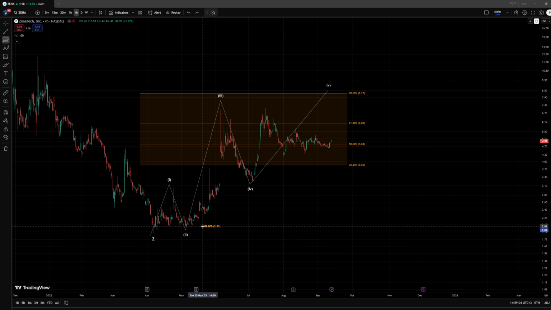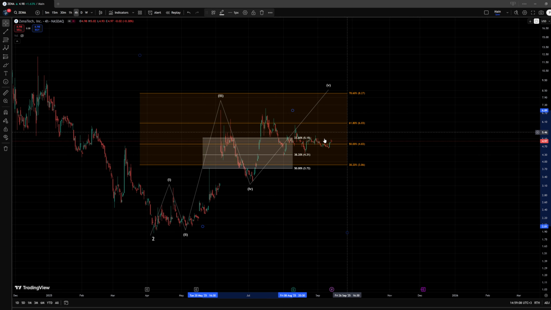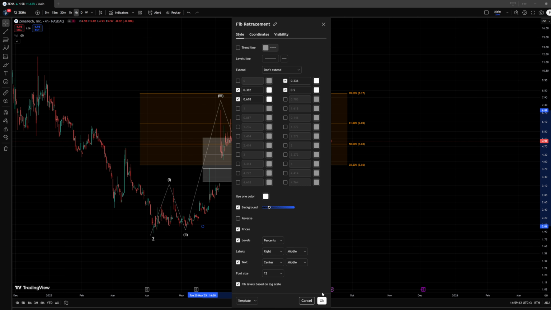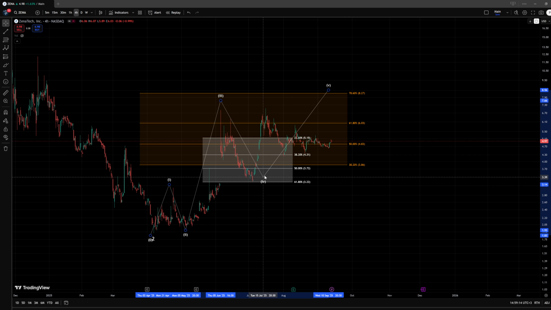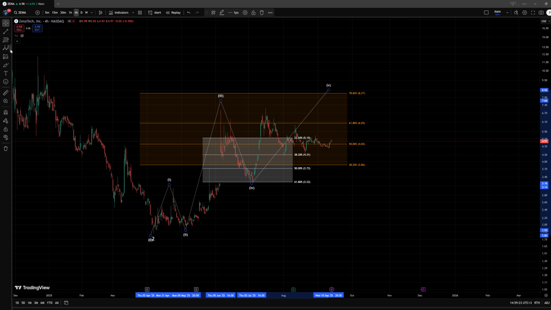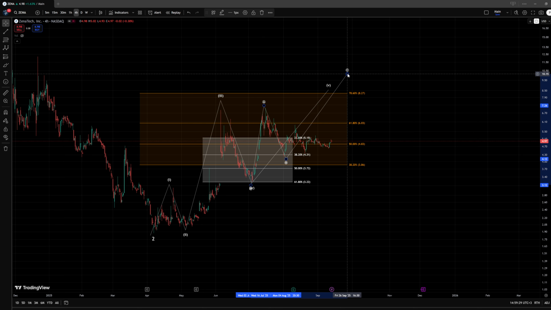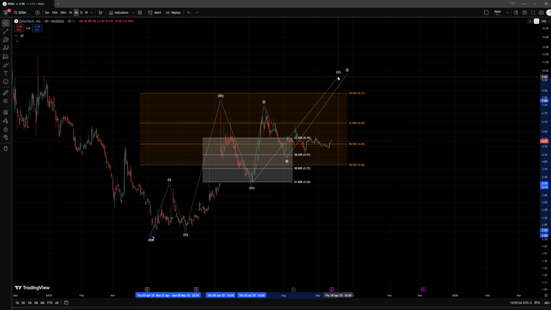We did manage to hold the support for a wave 4, but we did not manage to hold the 50% retracement, which would be a requirement for a wave 4 within an impulse. We did manage only to hold the 61.8% retracement, and from this level we formed to the upside so far an A wave, and then we are looking for a B wave down and then a C wave to complete this overall pattern in 5 waves.